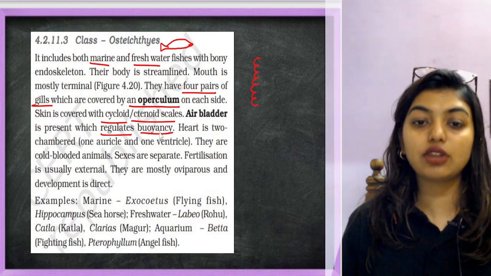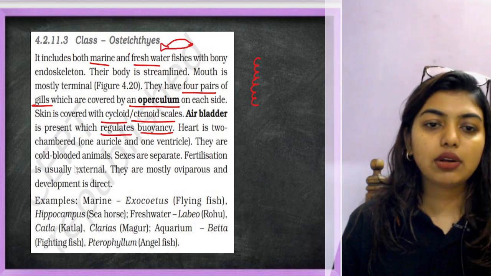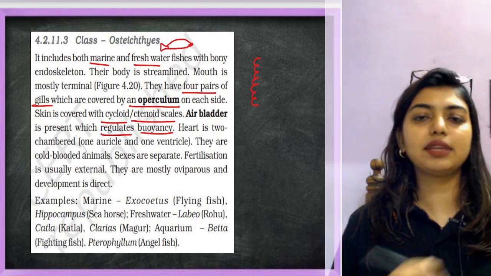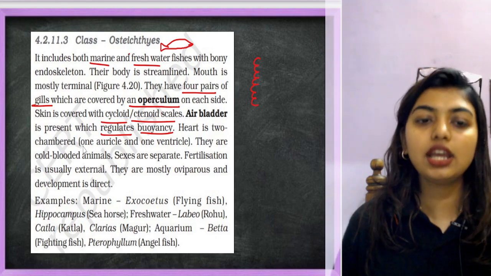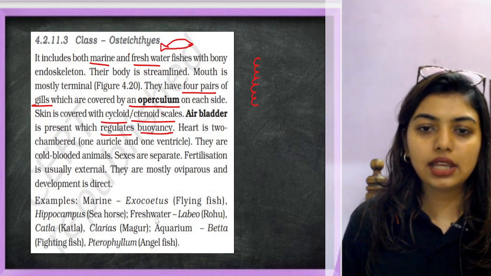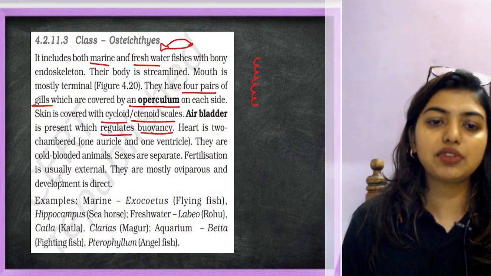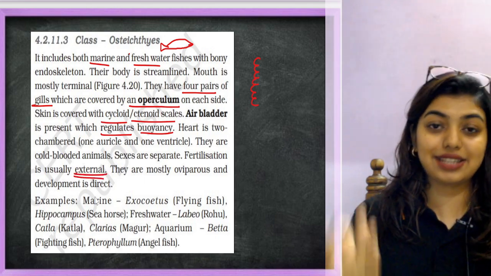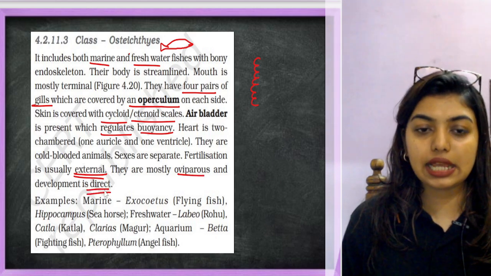An air bladder is present which regulates buoyancy, and that's the reason they do not have to keep swimming all the time. Now the heart is two-chambered, as I told you, one auricle and one ventricle. They are cold-blooded animals, sexes are separate, fertilization is usually external. They are mostly oviparous and development is indirect.